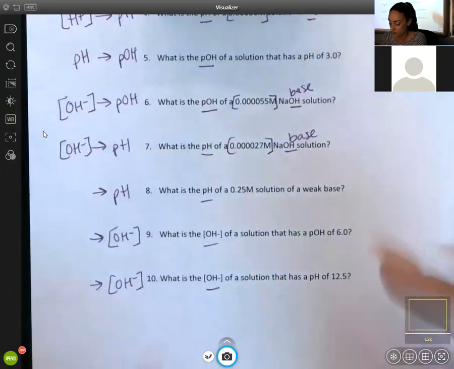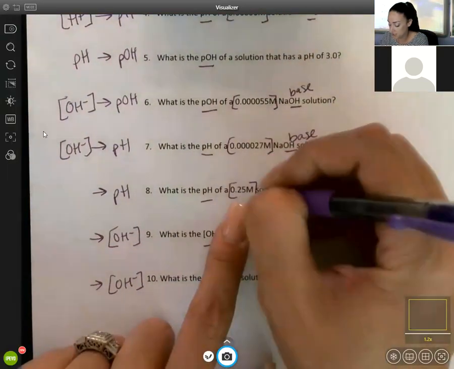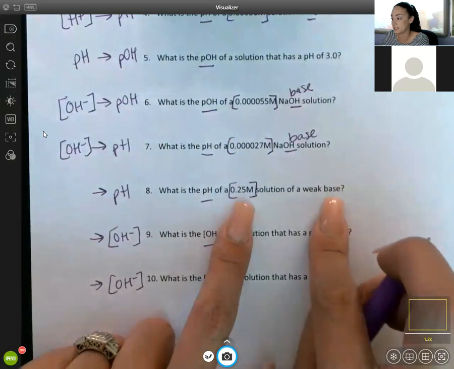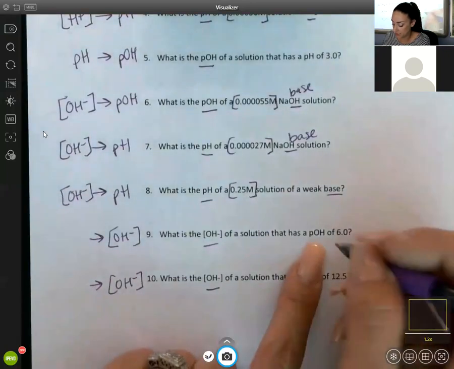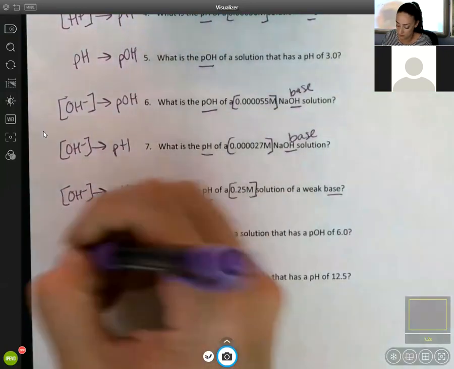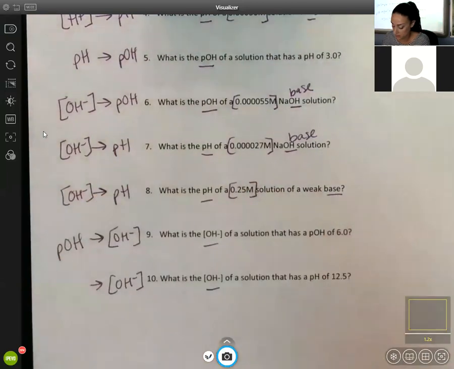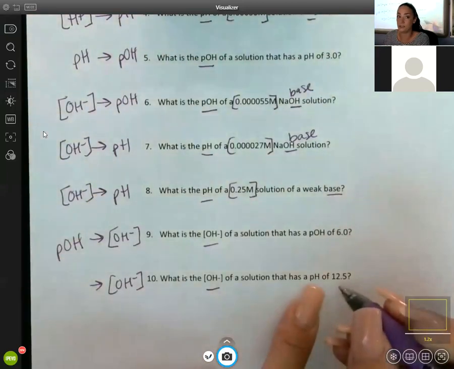If we keep going, they give us the molarity, which is the concentration, and it tells us that it's of a base. So this is going to be the OH. Here they're giving us a pOH. And here they're giving us the pH.